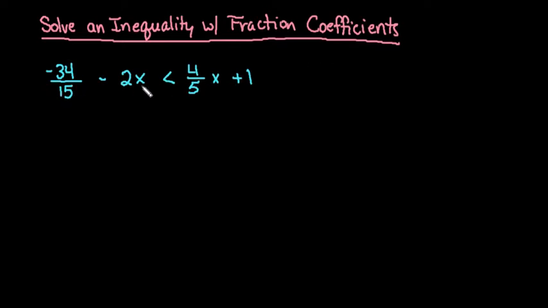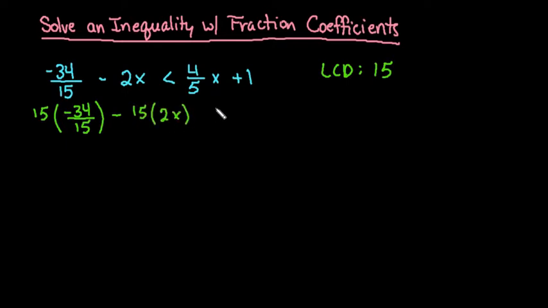So for this, I'm going to look at all of my denominators. This one's 15, 1, 5, and 1. So the lowest common denominator is going to be 15, because I can divide 15 by 15, I can divide 15 by 1, and I can divide 15 by 5. So I'm going to multiply every single term, basically I'm just using the distributive property. As long as you multiply everything by the same number, it keeps your equation or inequality balanced. So I'm going to multiply everything by 15.